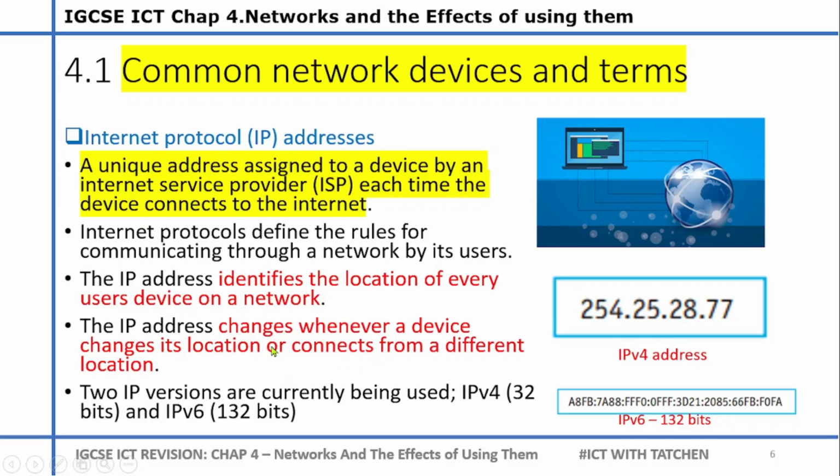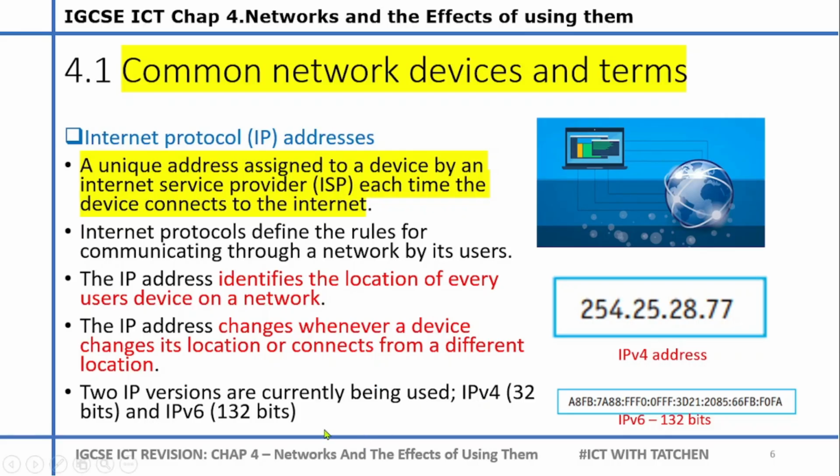That is the main difference between IP address and MAC address, which some people always confuse. The MAC address is fixed and doesn't change, but the IP changes when the location changes. So it is not fixed to a particular device.